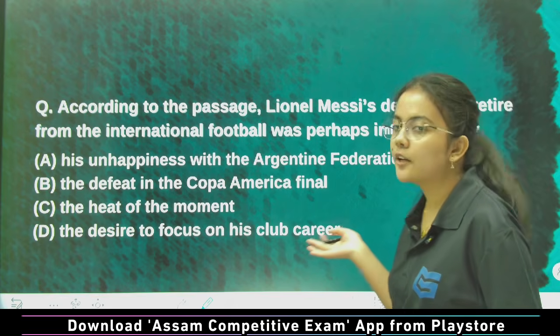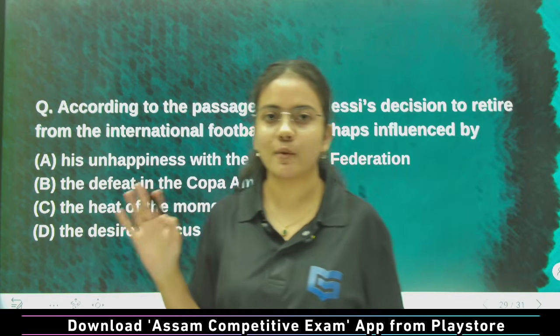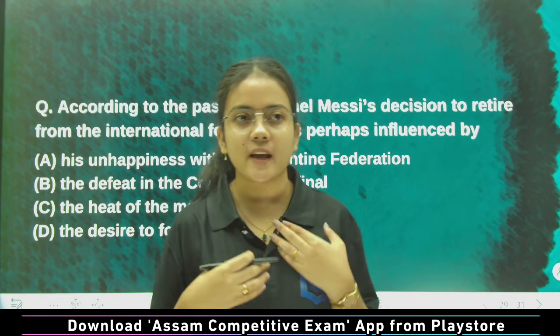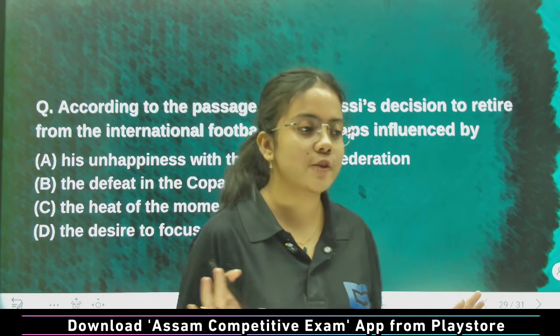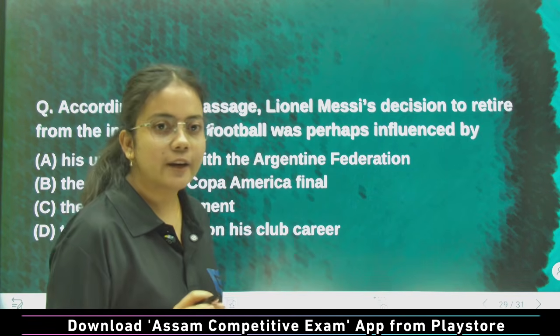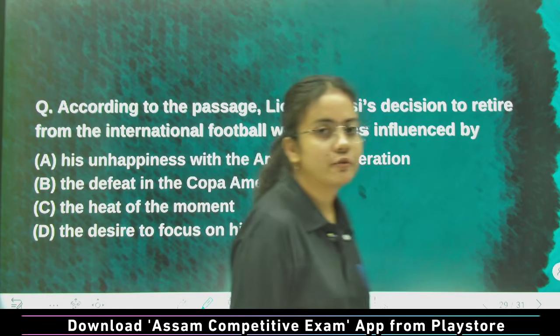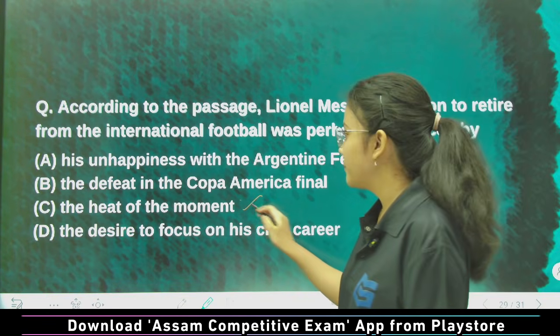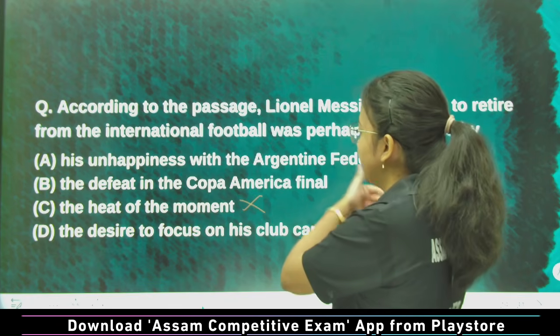Now, I do not know much about football, but as far as I know, Lionel Messi is not the kind of person to take a decision in the heat of the moment, impulsively. So this is wrong. The defeat in the Copa America final.